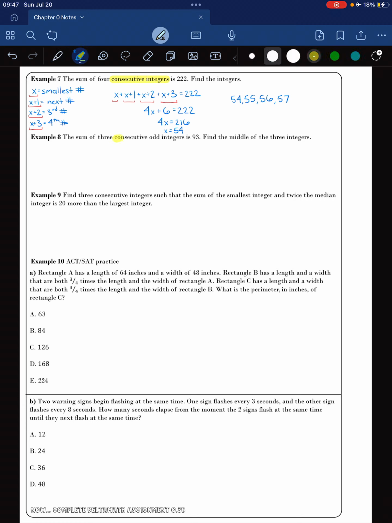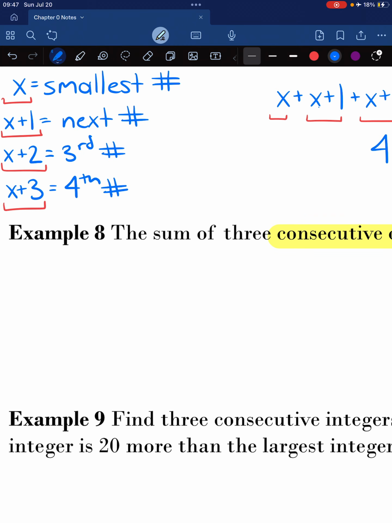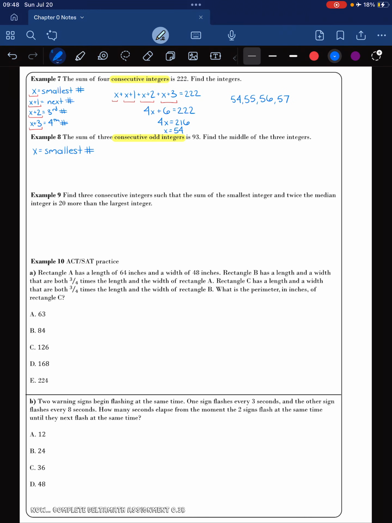Again, I have a consecutive integer problem. 3 consecutive, but now they're only odd integers. Well, the setup starts the same. x is always going to be your smallest number. It doesn't have to be, there are other ways to solve this, but I like doing it the same way every time. But it says that my integers are odd this time. They're still allowed to be negative, but they have to be odd.